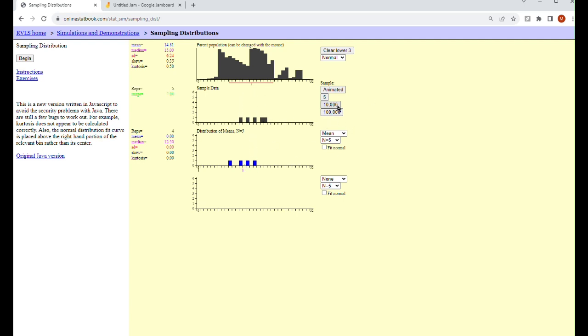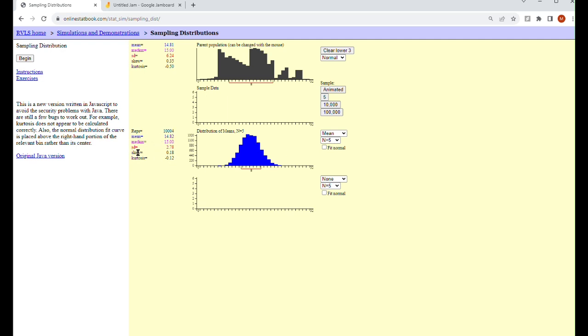So let's say we took 10,000 samples. What is our sampling distribution going to look like, right? It looks like a normal distribution. Maybe not exactly a normal distribution, but a good approximation of the normal distribution. And we can see that by looking at the values here, right?